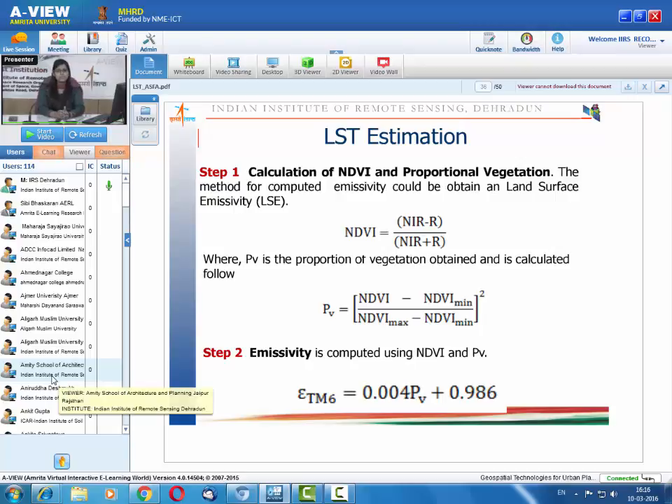When NDVI and proportional vegetation have been found out, we can take out the emissivity, which for thermal band 6 in Landsat 4, 5 and 7, the formula used is 0.004 PV plus 0.986. How we have arrived at this equation, I have already discussed. Emissivity is dependent upon the EV and ES, that is vegetation emissivity and soil emissivity. So taking that into consideration, we have arrived at this formula. This formula can be used for the calculation.